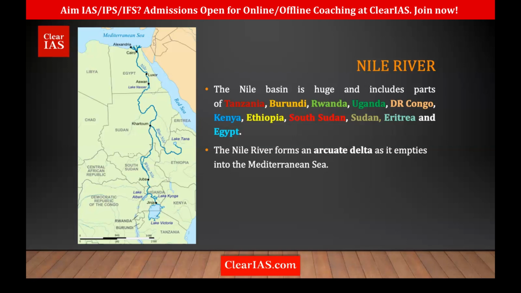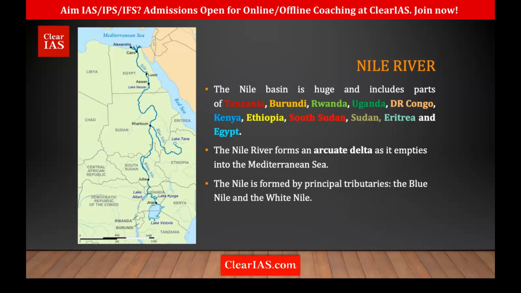Prelims also, they might ask about bird-foot delta, cuspate delta, etc. But in the Nile's case, it is an arcuate delta. It's like an arc or fan shape. That is how it empties into the Mediterranean Sea. That is why it's called arc. You can see the shape here, right? It's like an arc. That's why arcuate delta.